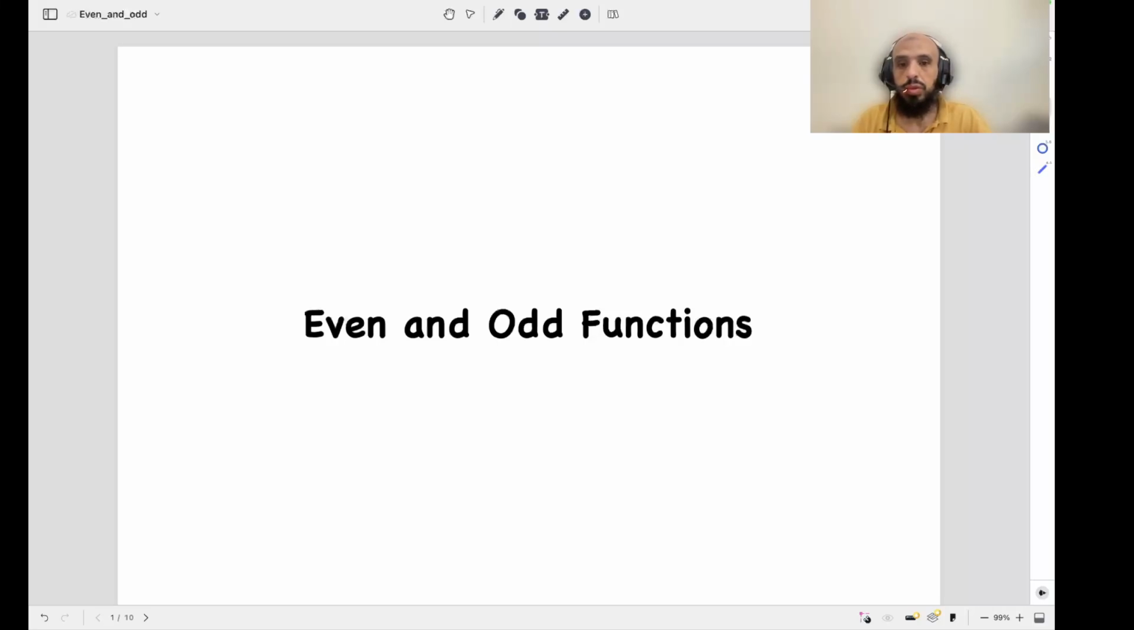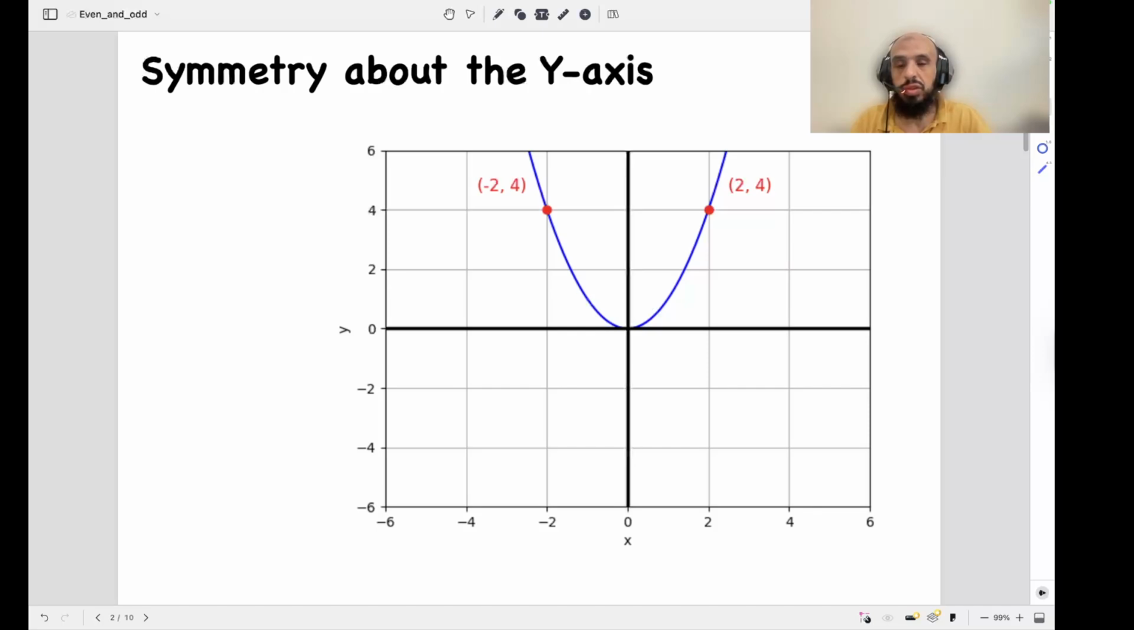Today we are going to talk about even and odd functions. But before we talk about even and odd functions, we need to talk about the symmetry of the graphs.